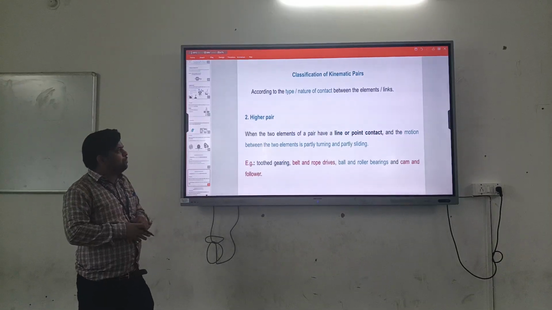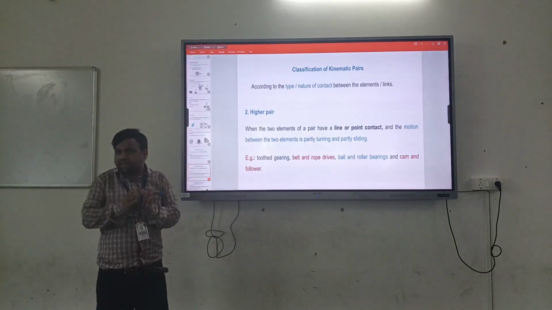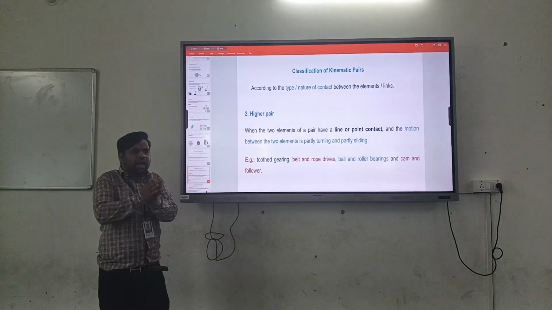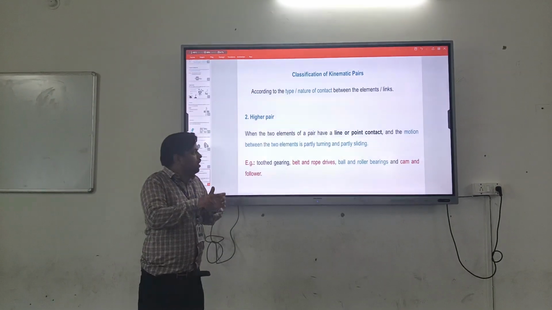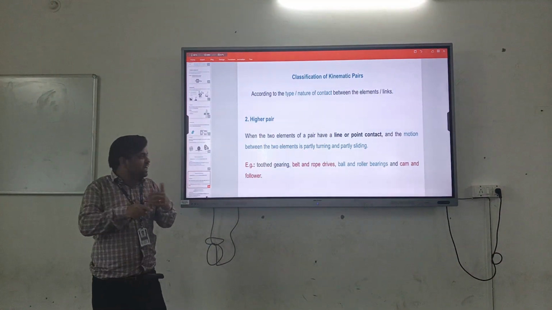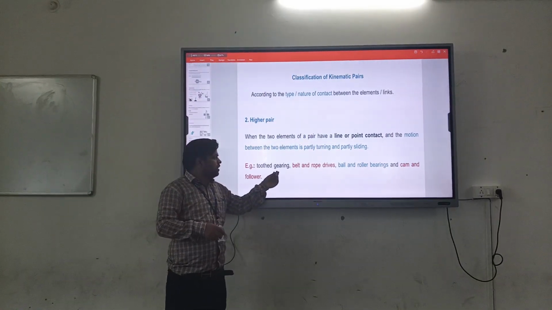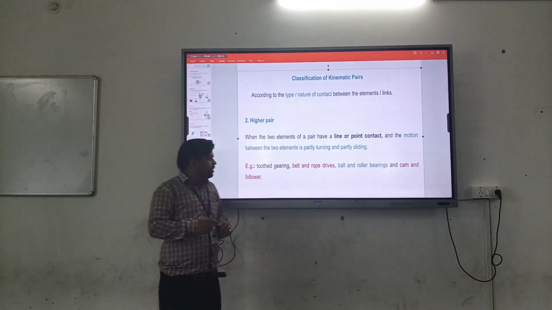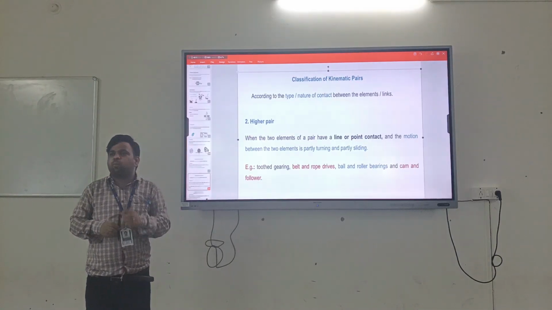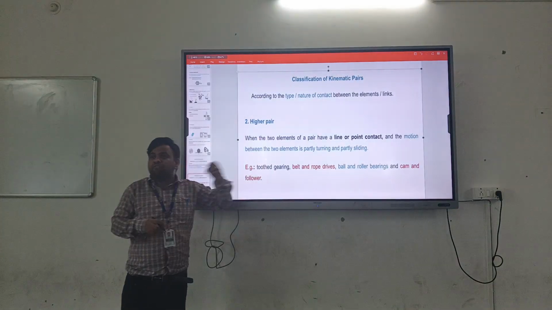Another one is the higher pair. A higher pair is when two elements have line or point contact. When two elements of a pair have a line of contact or point of contact, and the motion between the elements is partially turning or sliding, it is called a higher pair. Example, tooth gearing, belt and rope drives, ball and roller bearings, and cam and follower, which have point or line of contact with each other. So it is an example of a higher pair.